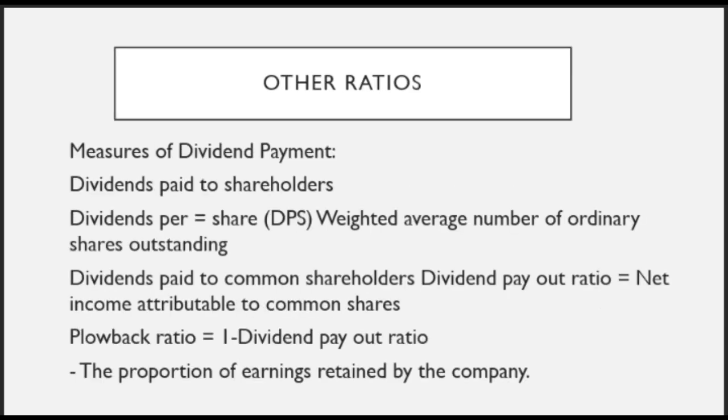Other ratios. Measures of dividend payment. Dividend per share, DPS, is equal to dividend paid to shareholders divided by the weighted average number of ordinary shares outstanding. Dividend payout ratio is equal to dividend paid to common shareholders divided by net income attributable to common shares. Plowback ratio is equal to 1 minus the dividend payout ratio, the proportion of earnings retained by the company.